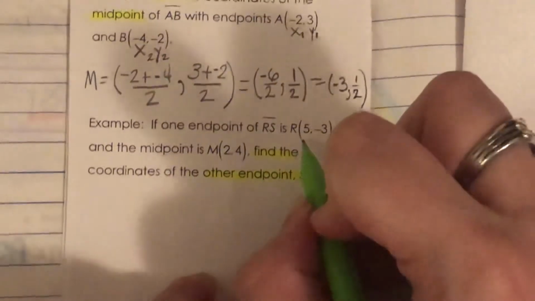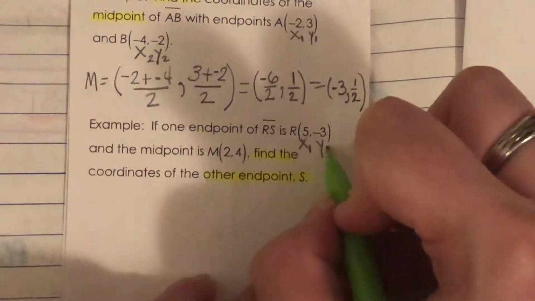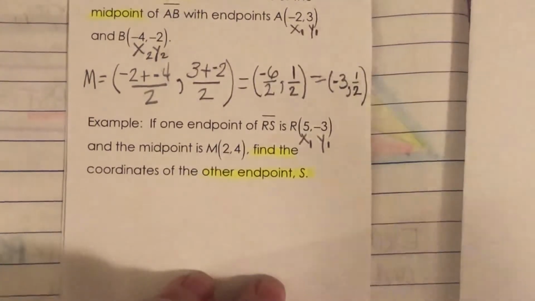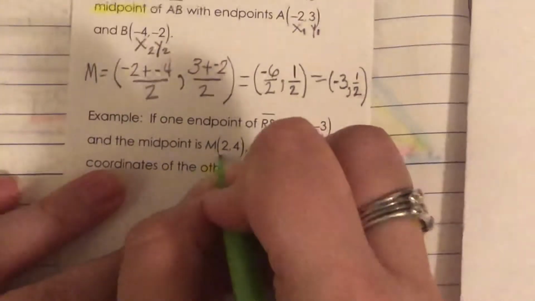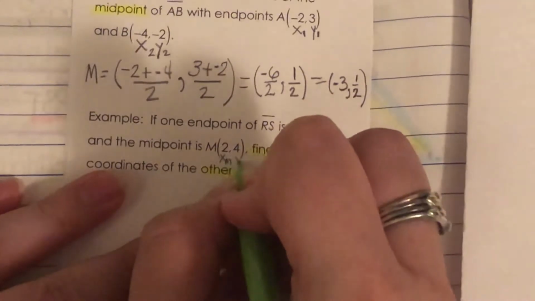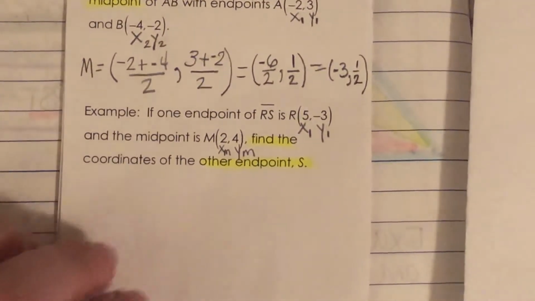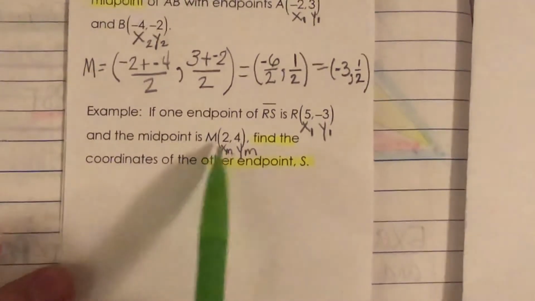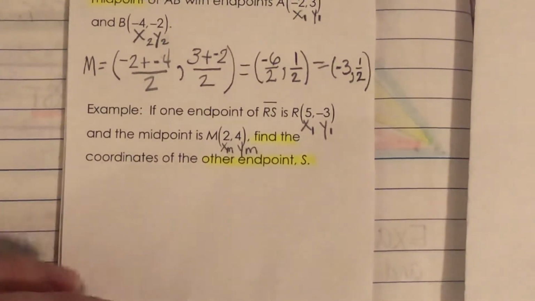Okay, my endpoints are going to be my X1 and my Y1. So R and S are my endpoints, (X1, Y1) and (X2, Y2). But M is my (XM, YM), because it's my midpoint. So if I use my formula, the 2 and the 4 are going to go where M is, and then the X1 and the Y1 are going to go where the X and Y are.